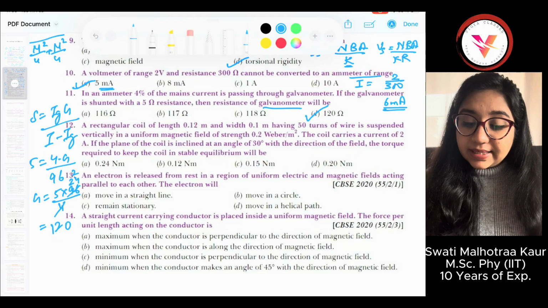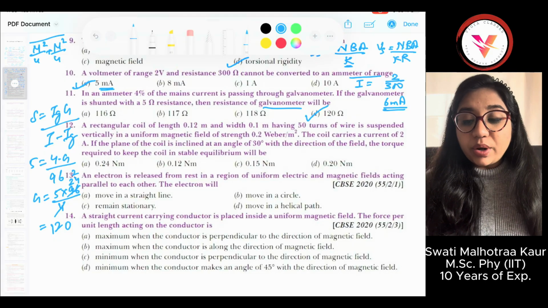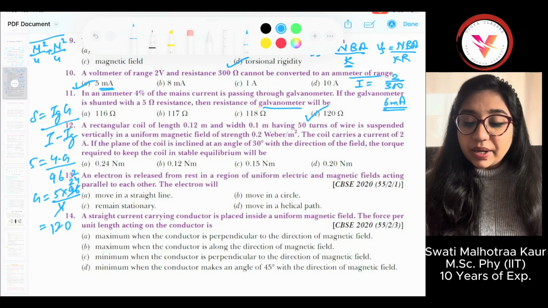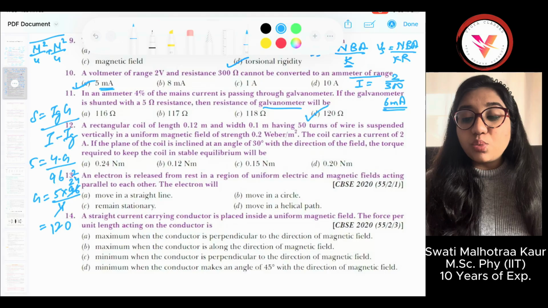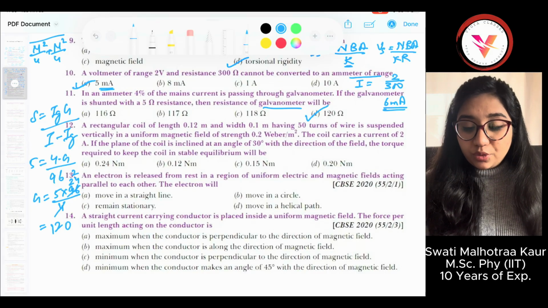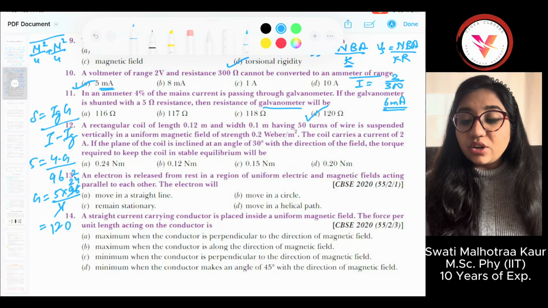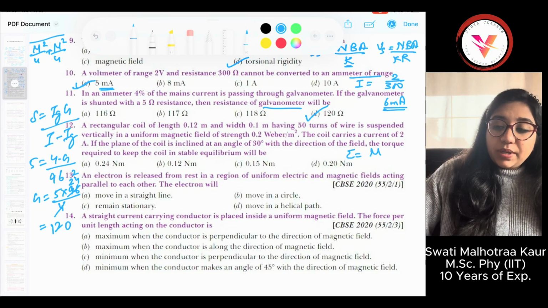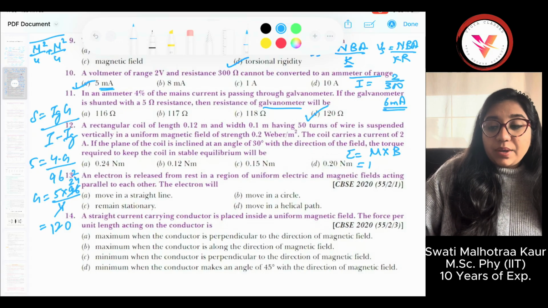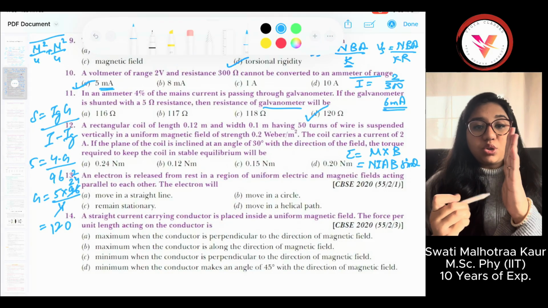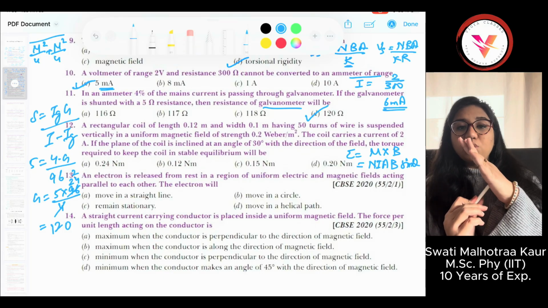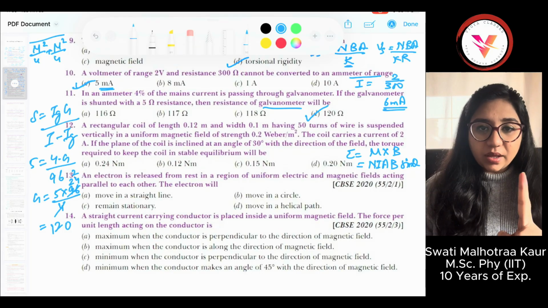Okay. Next, a galvanometer coil of length 0.12 meter and width 0.1 meter having 50 turns of wire is suspended vertically in a uniform magnetic field of strength 0.2. The coil carries a current of 2 ampere. If the plane of the coil is inclined at an angle of 30 degree with the direction of the field, find the torque. Torque is basically M cross B, and M can be written as NIA, so torque is NIAB sin theta. Now this loop with the magnetic field makes an angle of 30 degree. So the normal to the loop will make an angle of 60 degree. Remember that.